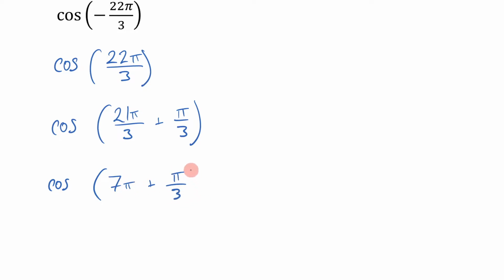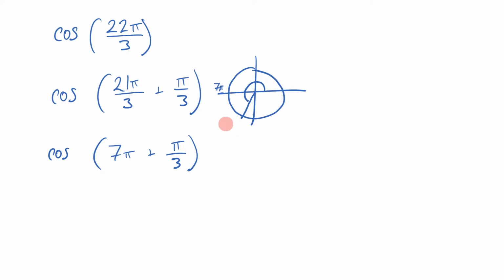So when thinking of my unit circle now, I know that 7 pi is going to be over here. If I'm going pi on 3 more than that, I will be in my third quadrant. So in my third quadrant, is my cos negative or positive? It is negative in my third quadrant.